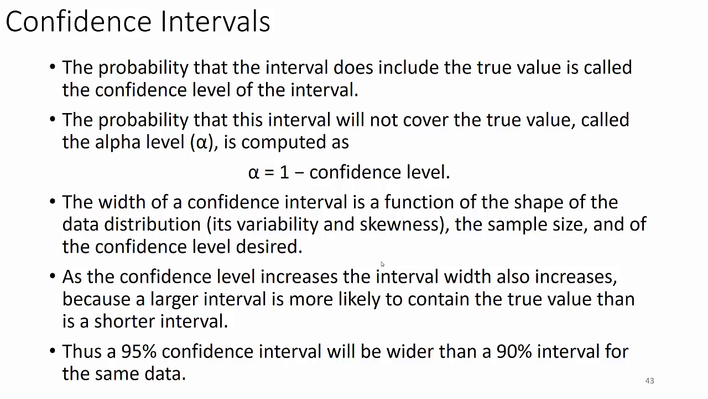The width of the confidence interval is a function of the shape of the data distribution, its variability and skewness, the sample size, and the confidence desired, the alpha. As the confidence level increases, the interval width also increases, because a larger interval is more likely to contain the true value than a shorter interval. That is, a 50% confidence or an alpha of 0.5 is going to have a narrow range of confidence. An alpha of 0.05, which is 95% confidence, is going to have a wide range.